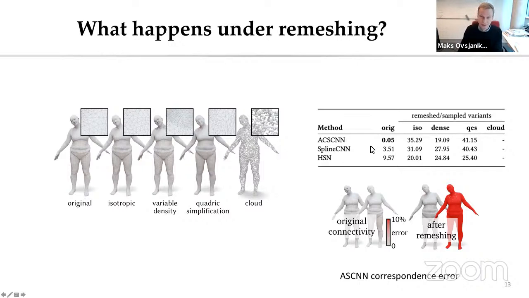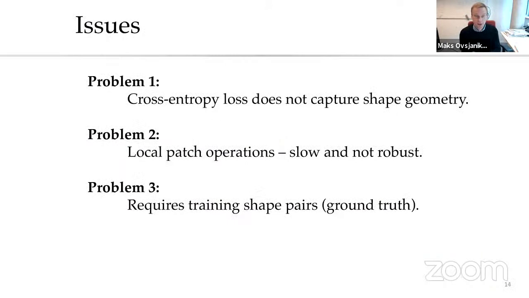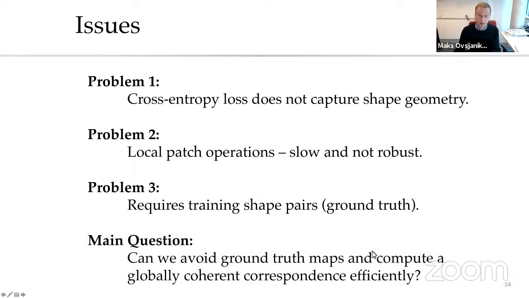For the rest of the talk, I wanted to discuss some of the things we can do to alleviate these problems. The first issue is that this cross-entropy loss does not capture the shape geometry, as I mentioned. The second issue is that local patch operations, like the parameterization I mentioned earlier, are often slow and not very robust. And the last thing is that we require ground truth. So how do we overcome these problems? One approach, or at least the beginning of an approach, is to ask how we can compute globally coherent correspondences efficiently.